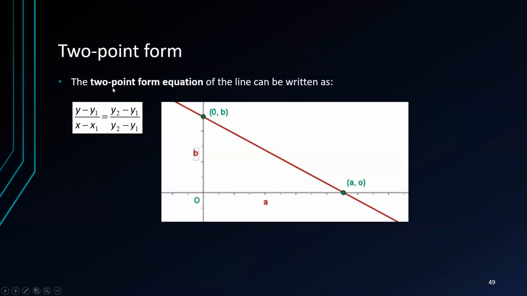Two-point form. The two-point form equation of the line can be written as (y minus y sub 1) over (x minus x sub 1) is equal to (y sub 2 minus y sub 1) over (x sub 2 minus x sub 1). Palitan. So ito, y2 minus y1 over x2 minus x1.